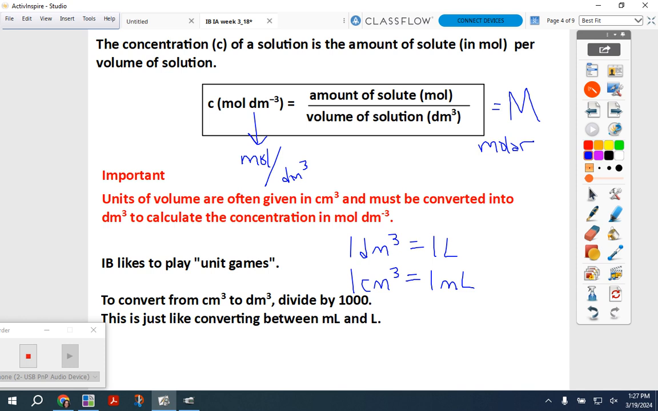One liter is 1,000 milliliters. 1 decimeter cubed is 1,000 centimeters cubed, right? So that is times 1,000. And this is going to be divided by 1,000.